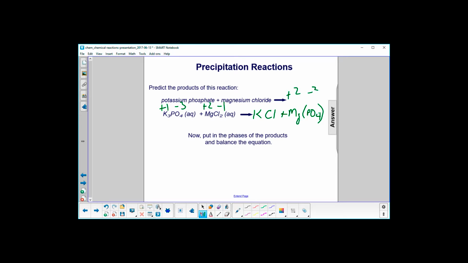So we have to do a crisscross there, and we put 2 down here for magnesium, and nope, we put a 3 down there for magnesium. It didn't crisscross, and we have a 2 for phosphate. Okay, so we have 2 there. All right, so now we've got those balanced. Now we have to figure out, how do we balance this equation?